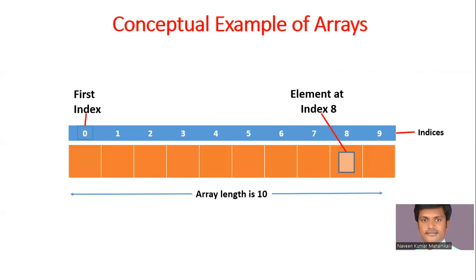You can see here the conceptual example of an array. In JavaScript, the array index starts from 0 like C and C++. Similarly, you can access the array using the subscript mechanism. It is again exactly similar to C and C++.